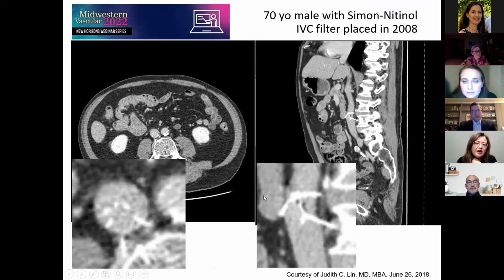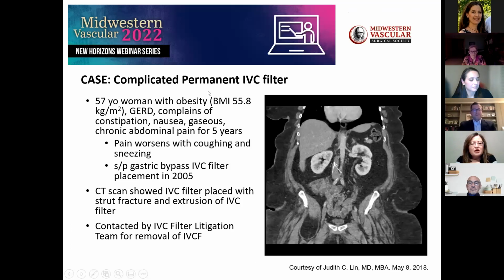This is one of them that I left in. He was actually contacted by a lawyer who told him he has a filter. He didn't know about it. This was placed way back in 2008. He was in the ICU and he didn't really have any symptoms, but obviously he's got this embedded into the spine, and we talked about it. Then he decided that it's probably best to leave it be, which is fine. This is a Simon Nitinol filter.